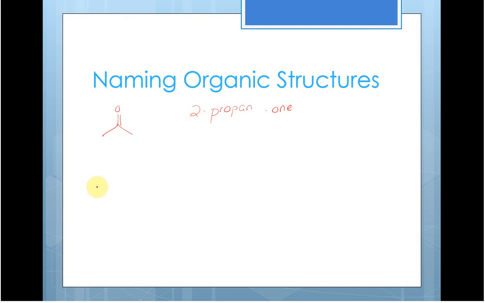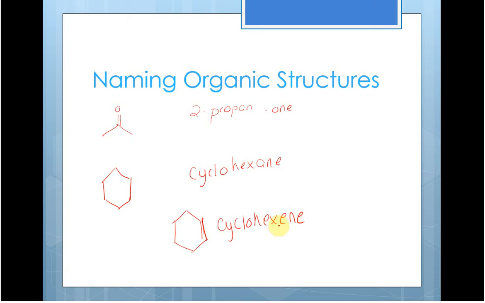You could also have this. This is a cyclic compound, so it's cyclo. Oops, that should be an L. One, two, three, four, five, six. So it's hex, all single bonds, so it's ane, cyclohexane. If it had a double bond, it would be cyclohexene. Only difference is that one letter.